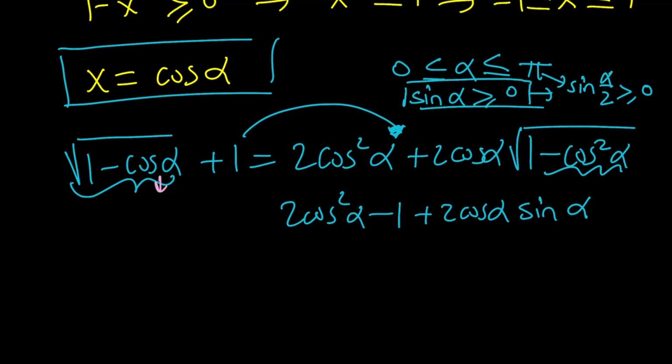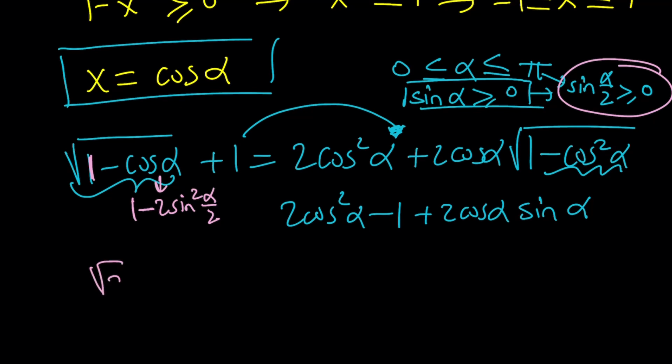Cosine alpha can actually be replaced with 1 minus 2 sine squared alpha over 2. The reason I use this version is because I want the 1 to cancel out. So that gives me 1 minus 1, 0, plus 2 times the sine squared. And if you square root it, we're going to get square root of 2 times sine alpha over 2. That's what we have on the left-hand side after putting the 1 on the right-hand side.